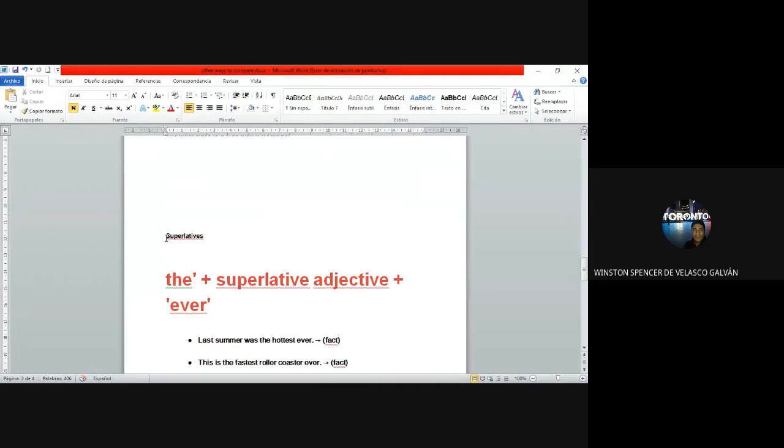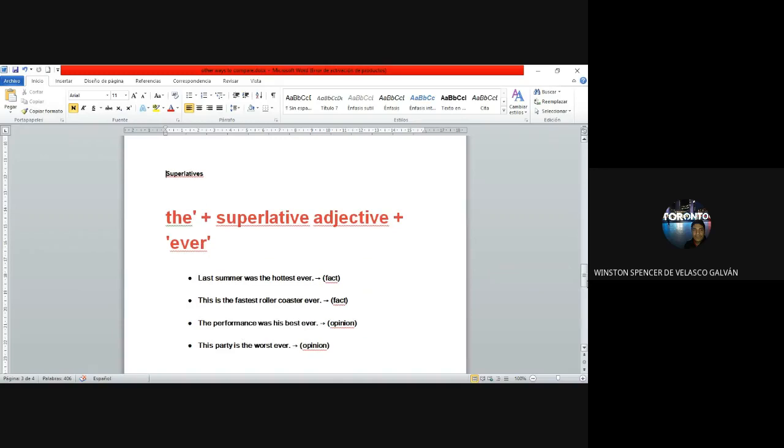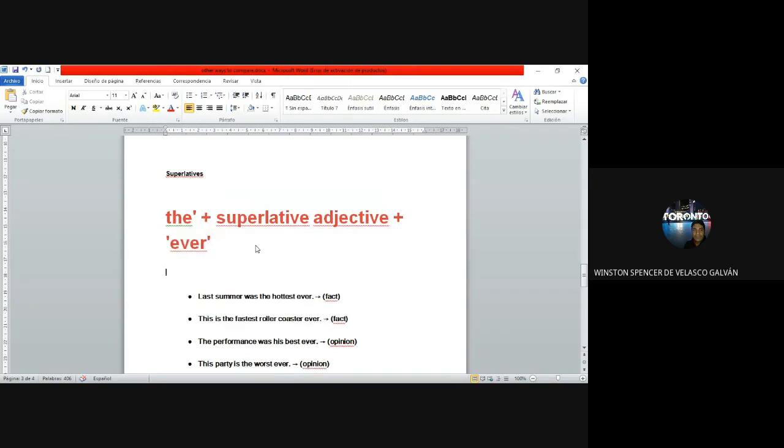In this case, guys, I'm going to teach you how to make superlatives. We need to follow the following rule. First of all, in this rule, we need to add the, and then we need to make a superlative. Yes, that's the key word, superlative. It could be with short or long adjectives. And then we need to add the word ever. Now, here we go. I'm going to make a first sentence.